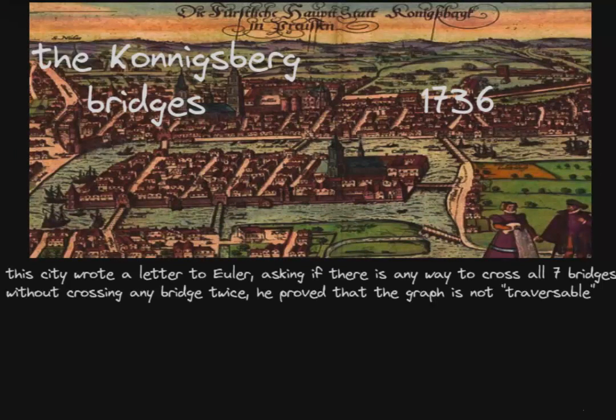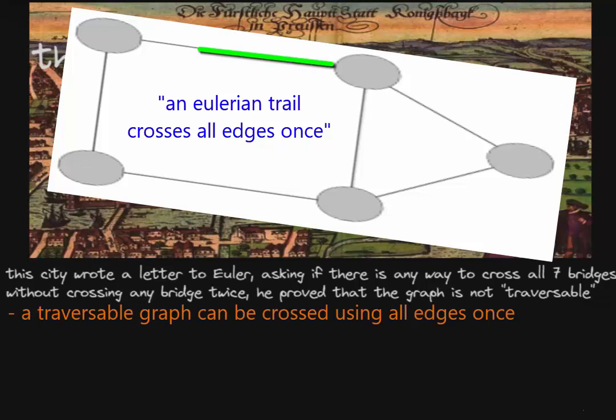The birth of graph theory dates back to 1736, when Konigsberg inhabitants wrote a letter to Leonhard Euler about their city's geometry. From this famous problem he stated the following rules applicable to any graph. Let's first explain what a traversable graph is. This can be crossed using all edges without crossing any one twice.